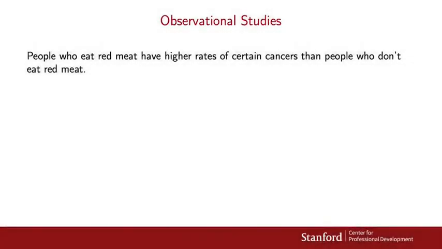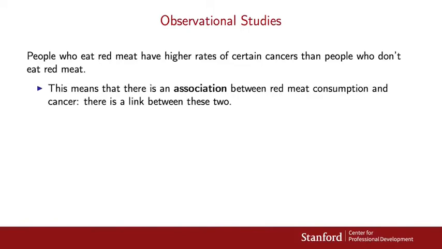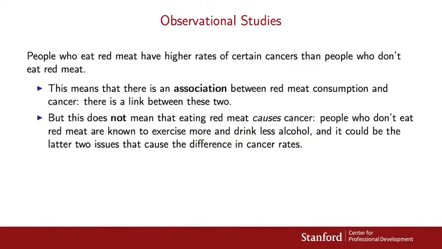You may have read in the news that people who eat red meat have higher rates of certain cancers than people who don't eat red meat. The statistical term for this is that there's an association between red meat consumption and cancer. But it's important to keep in mind that this does not mean that eating red meat causes cancer. This is because people who don't eat red meat are known to exercise more and drink less alcohol, and it could be the latter 2 issues that cause the difference in cancer rates.